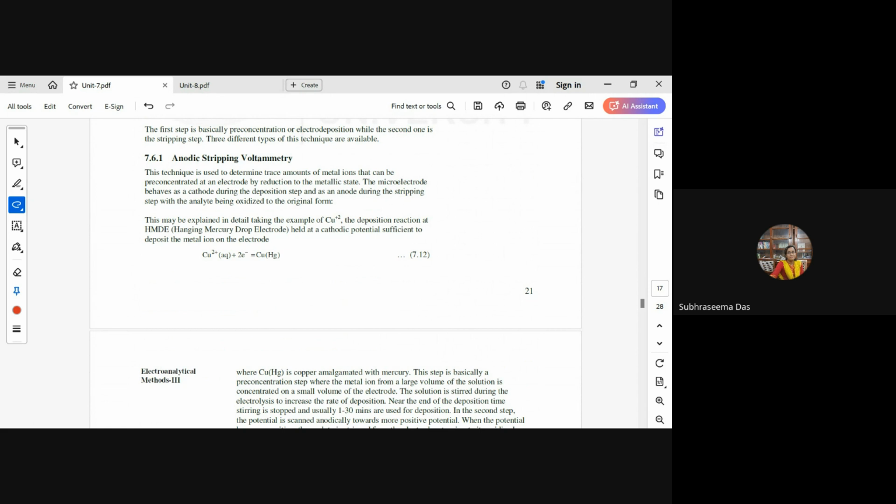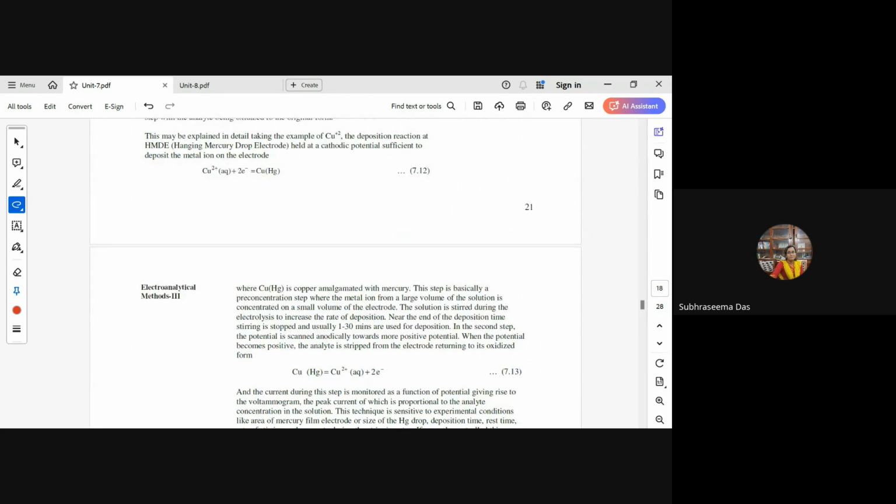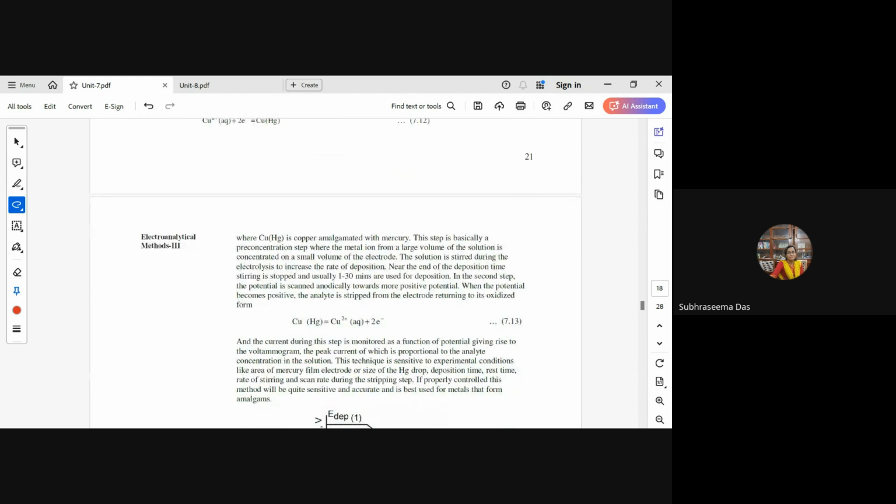The deposition reaction at HMDE requires a cathodic potential sufficient to first deposit the metal on the electrode, that is Cu2+ + 2e- giving Cu(Hg), where Cu(Hg) represents copper deposited on the HMDE, the hanging mercury drop electrode. This step is basically a pre-concentration or electrodeposition step. The solution is stirred during the electrolysis to increase the rate of deposition. The deposition time is usually 1 to 30 minutes, and mostly half an hour is used for the deposition process.